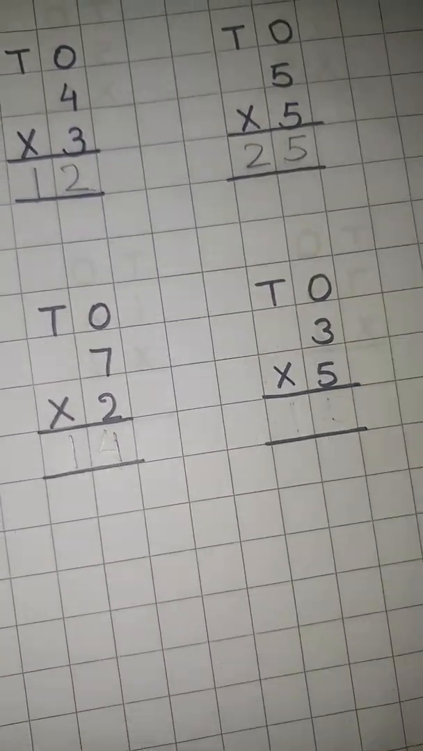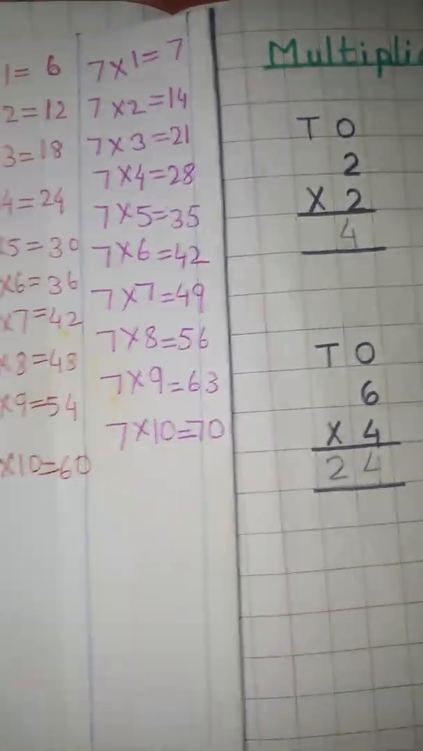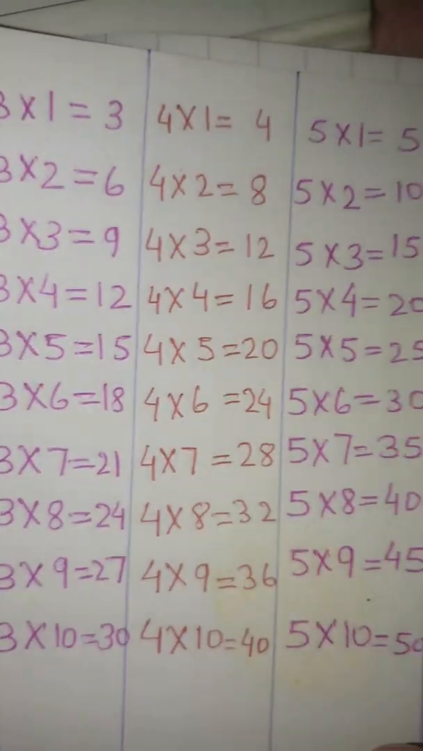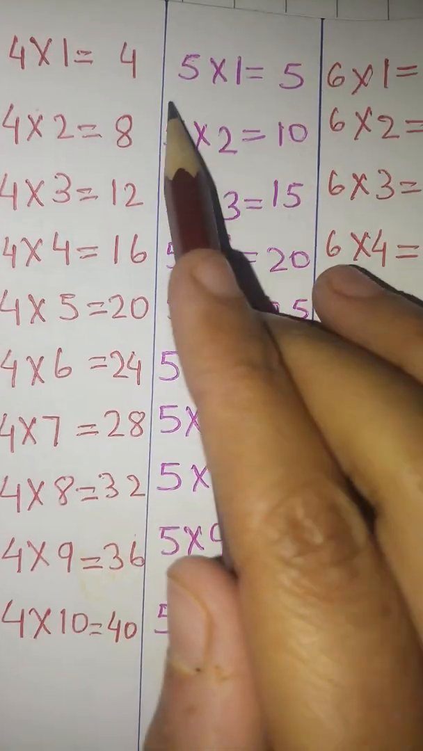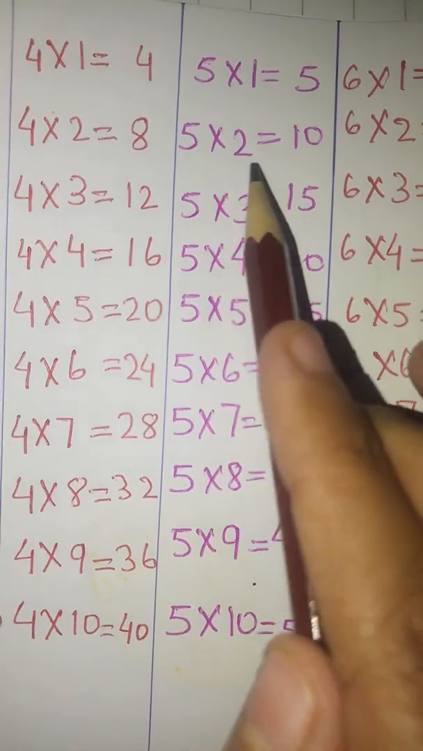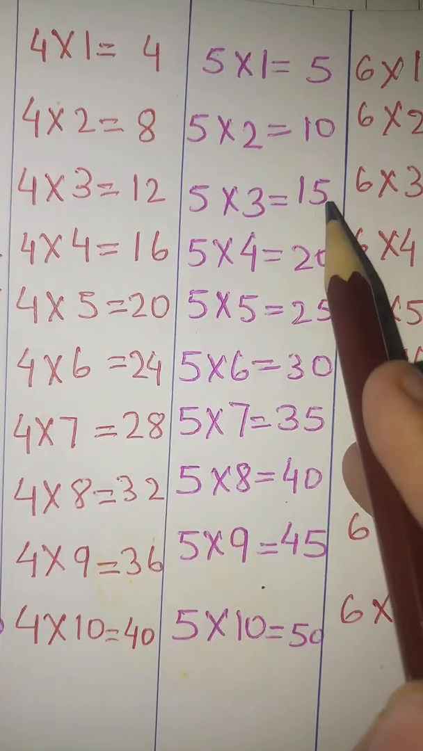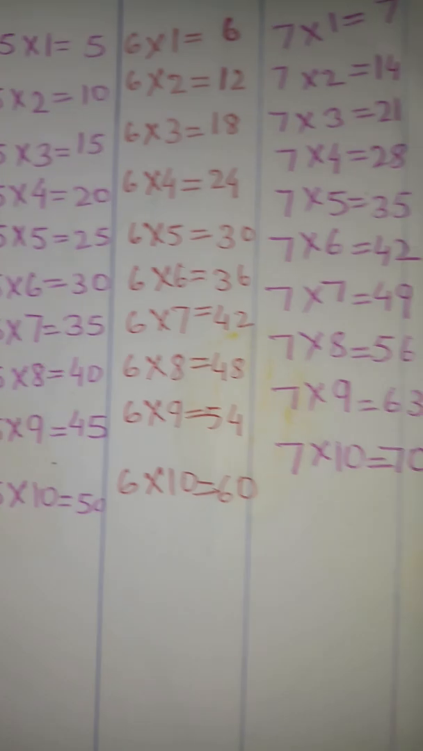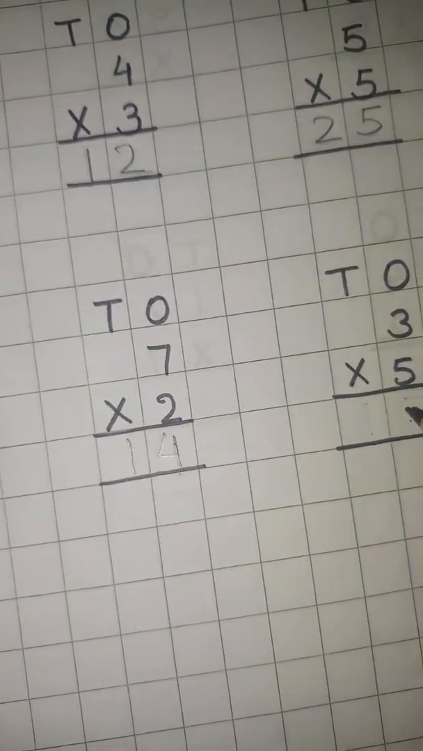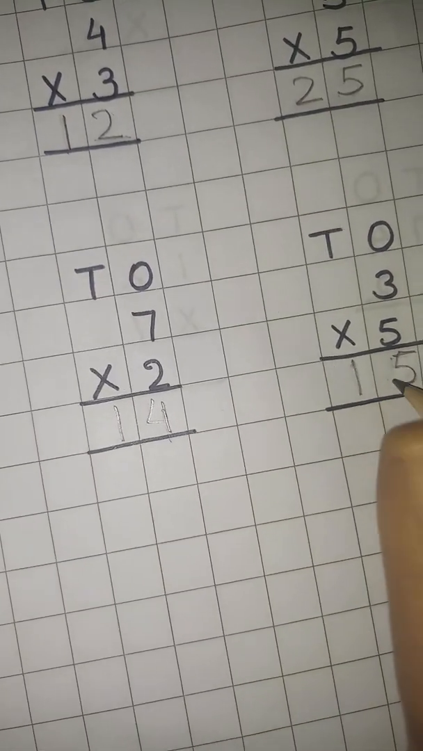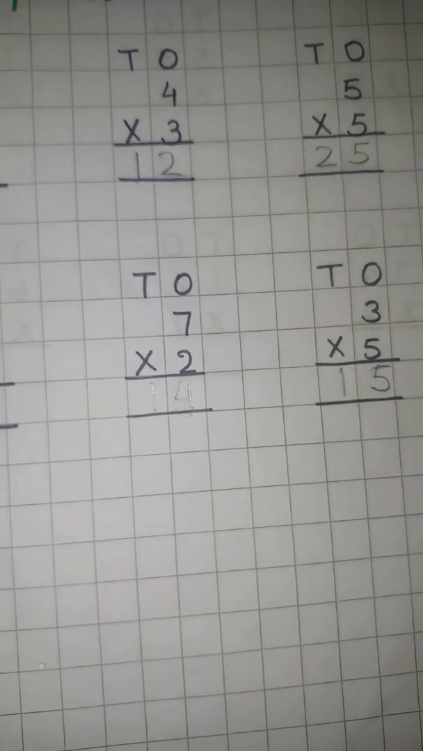Next is 3 into 5. Let's see in a 5's table. 5 into 1, 5. 5 into 2, 10. 5 into 3, 15. So our answer will be 5 3s are 15. Understood?